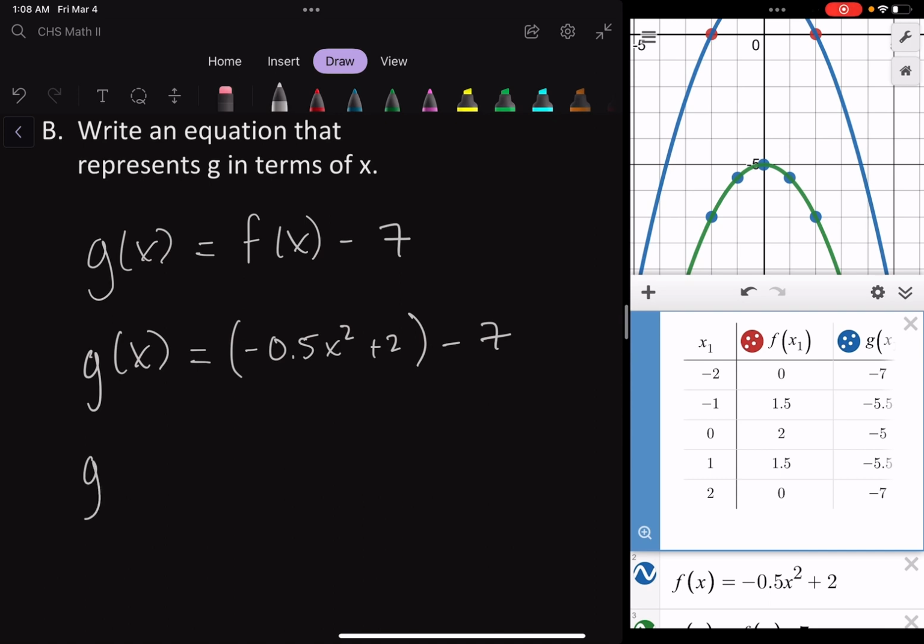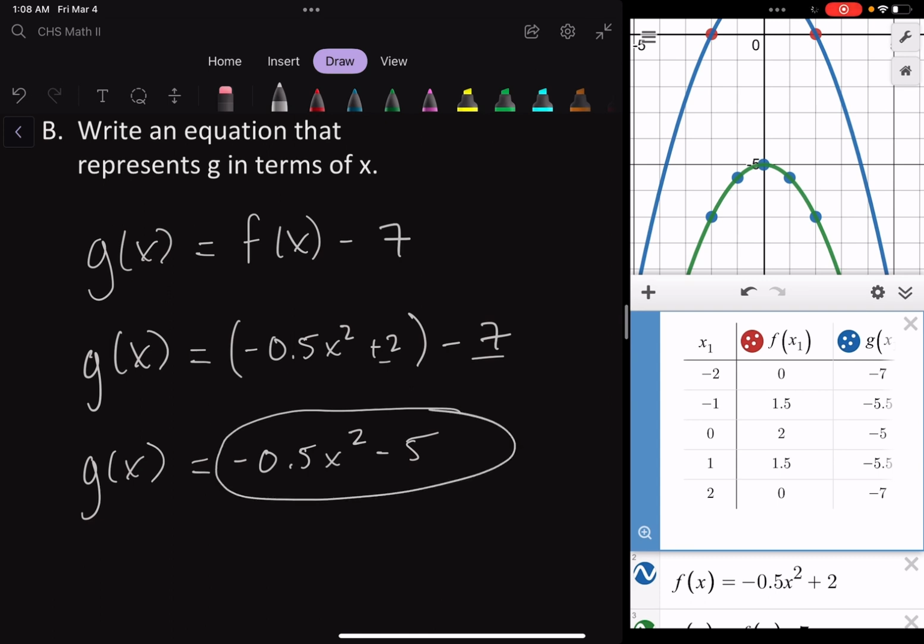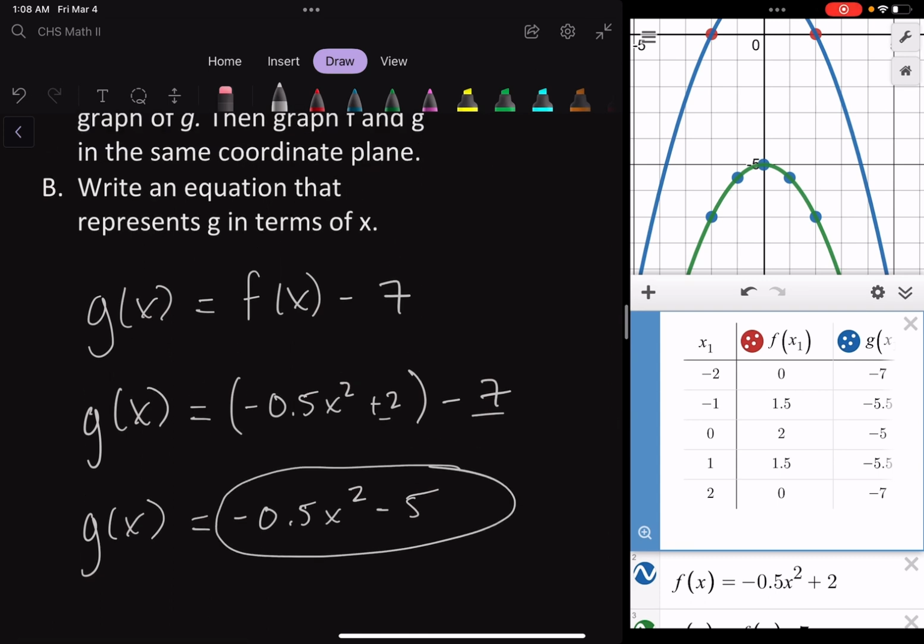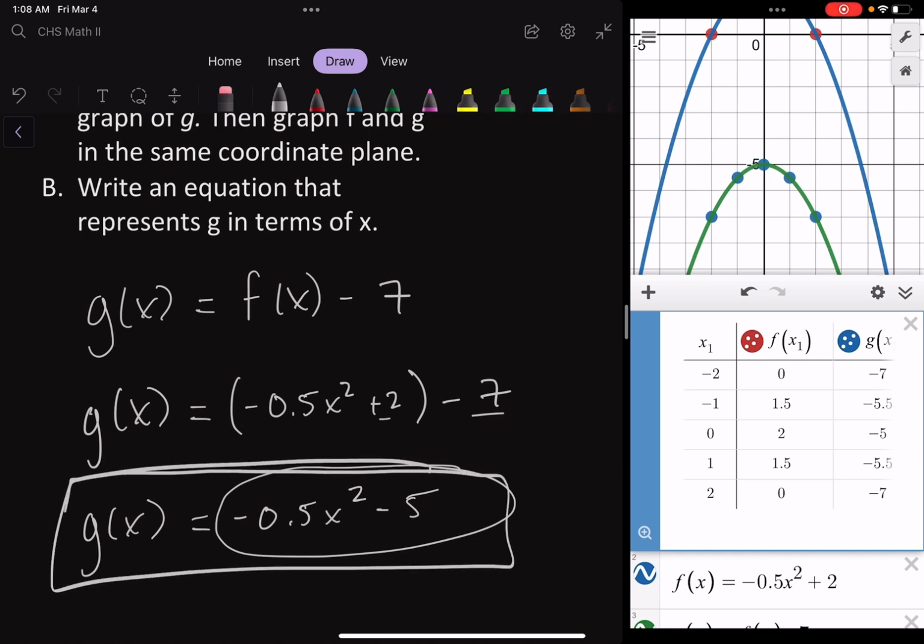So we're going to get g of x equals, we only have the one x squared, so I'm just going to write it. So negative 0.5x squared, and then we wanted to write this as 2 minus 7, which is going to be negative 5. And this is going to be the equation for g in terms of x. And so actually, it's the whole thing. All right, so there is our third and last example.